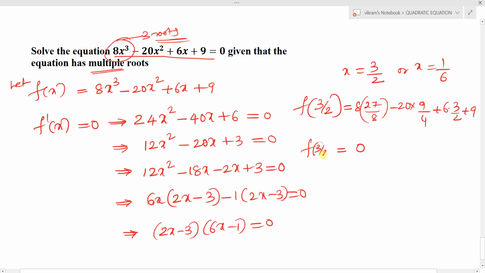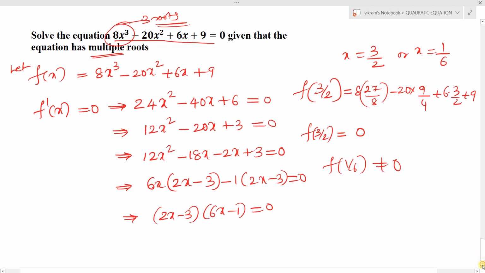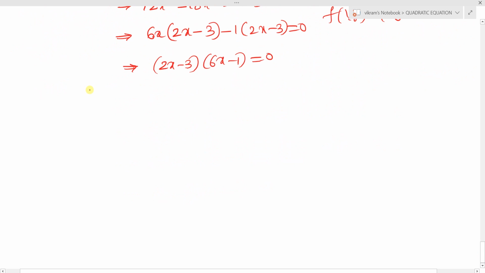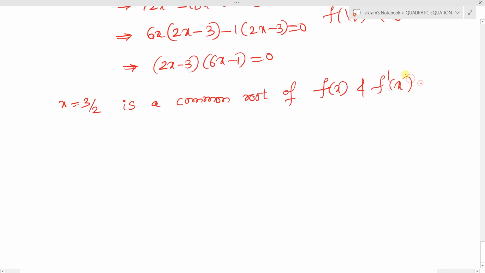So f of 3 by 2 is 0, whereas f of 1 by 6 is not equal to 0. From this we can say that x is equal to 3 by 2 is a repeated root, or common root, of f of x and f dash of x. Now we have to do the synthetic division with x is equal to 3 by 2 two times.